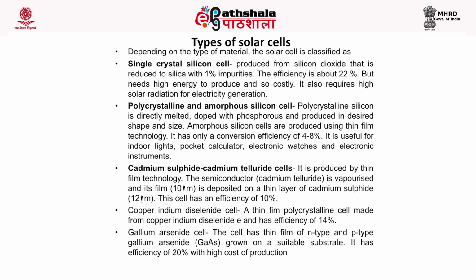Copper indium diselenide cell. It's a thin film polycrystalline cell that is made from copper indium diselenide and has an efficiency of 14%. Gallium arsenide cell. The cell has thin film of N-type and P-type gallium arsenide grown on a suitable substrate. It has an efficiency of 20% with high cost of production. So the major types of solar cells are single crystal silicon cell, polycrystalline and amorphous silicon cell.